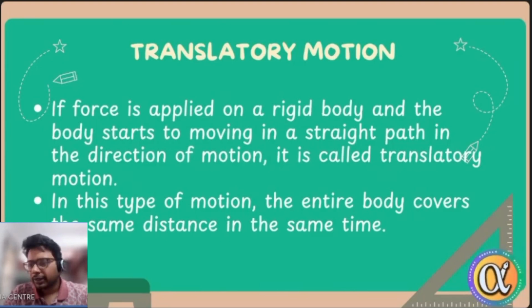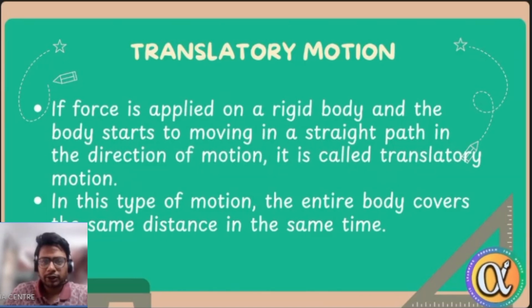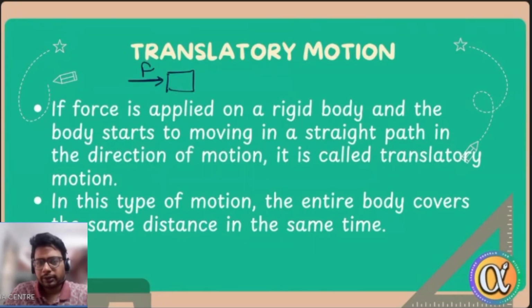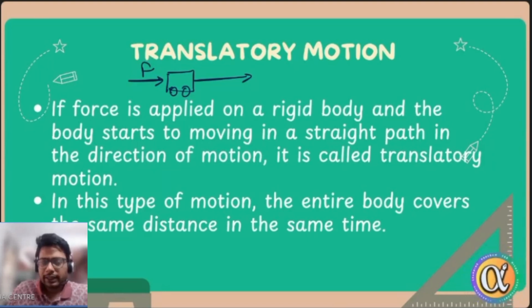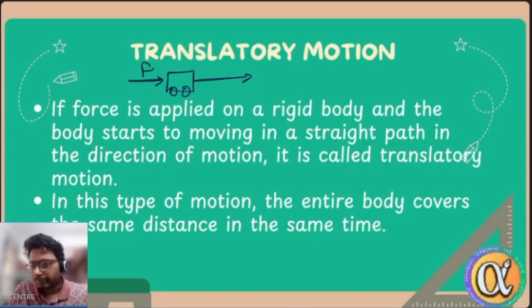Last year, if you remember, the chapter name was motion in a straight line, right? Because those bodies were actually translating. They were just going in a straight line. If you push an object by applying force, the body moves in the direction of the force applied. So these kinds of motions are called translational motion. In this type of motion, the entire body covers the same distance in the same time.